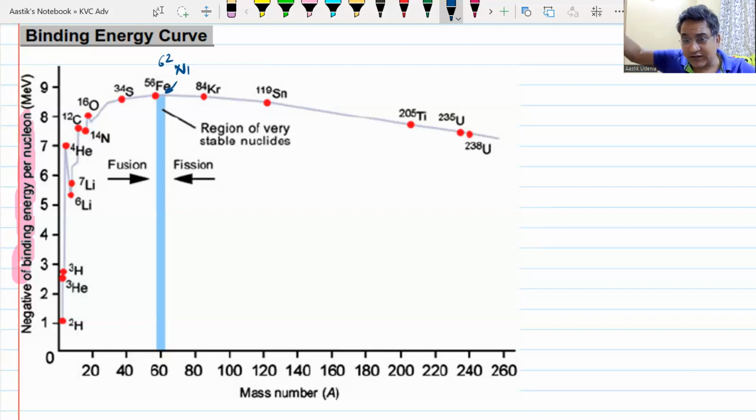Now, as you go to the right of this, the nuclei become unstable. As you go to the left of this, again the nuclei become unstable. Now, when a nucleus is unstable, it will try to come to a state of stability. Do we understand this? Yes, sir. That is what this entire chapter is all about.